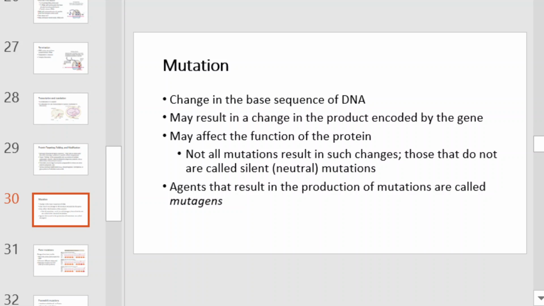Mutation. During the process of transcription and translation, it is not unheard of for mistakes to occur. A mutation is any mistake or change in the base sequence of DNA. These mutations may occur in the original triplet code or anywhere along the RNA processing from transcription through translation. They may result in a change in the product encoded by the gene. They may affect the function of the protein. It's important to note that not all mutations are bad, nor do all mutations result in such changes. Agents that result in the production of mutations are referred to as mutagens.